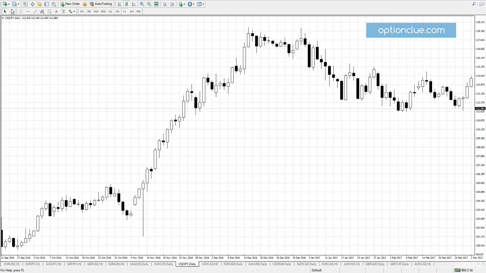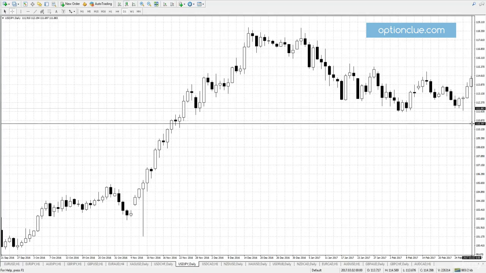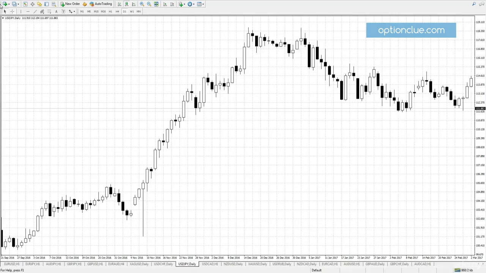The current price is 110.360. Suppose that the rightmost candle on the chart was formed on the 2nd of March. Let's plot the nearest support and resistance levels. How they are plotted we considered in the previous video, so now we will not dwell on this.